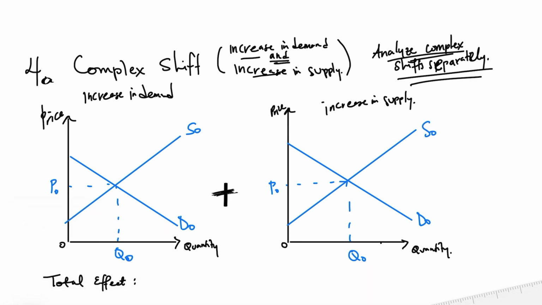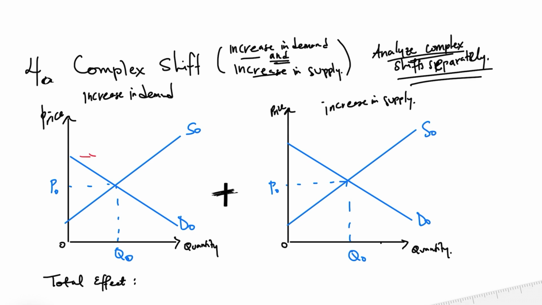All right. So in red, let's analyze the complex shift. If you take a close look at this, I'm analyzing the complex shifts separately. It's a pain to draw an increase in demand and an increase in supply on the same graph. So you want to do them separately and then add up the changes in equilibrium price and quantity. So let's see how to do that.